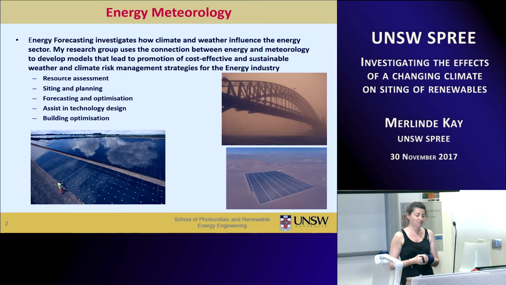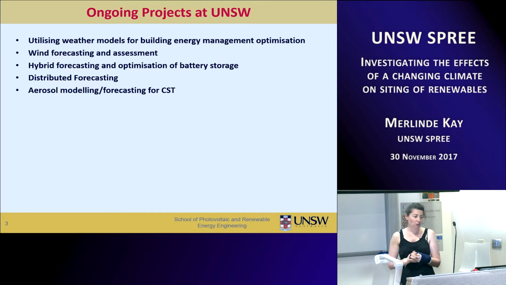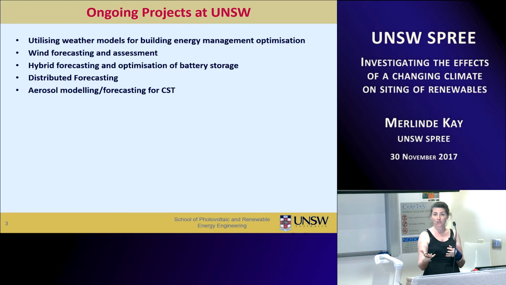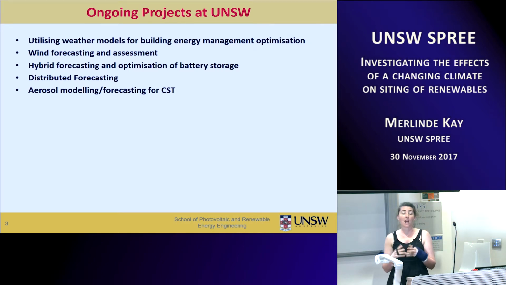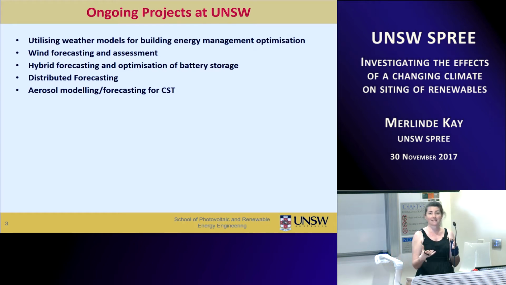and building optimization. So in terms of the ongoing projects that my group works on at UNSW, and some of this work is with Alistair, we look at weather models for building energy management optimization. So the weather essentially is what we're interested in and how it impacts different technologies, whether it's the building or whether it's solar, whether it's wind, even hydro when we're thinking about climate, wind forecasting and assessment, hybrid forecasting and optimization of battery storage, so looking at hybrid plants that are composed of PV and wind and how battery storage can be used to assist in enhancing the output from those farms.